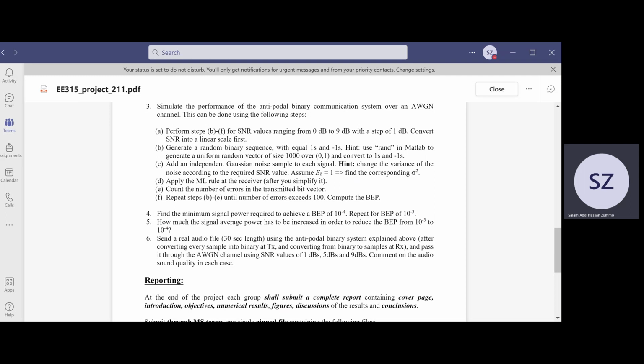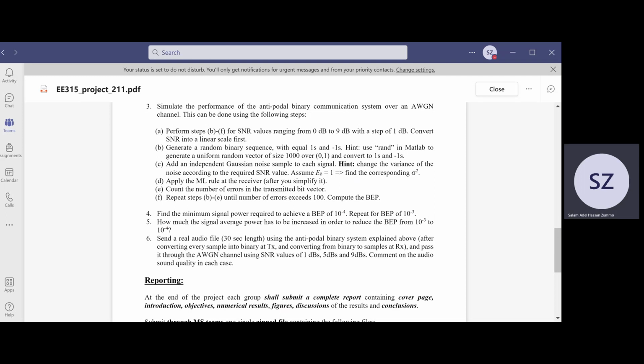1 over 4. So for every value of the signal to noise ratio in dB, change it into linear and then find the corresponding sigma square. This sigma square will be the variance that you put in the Gaussian noise. And the next sigma square.